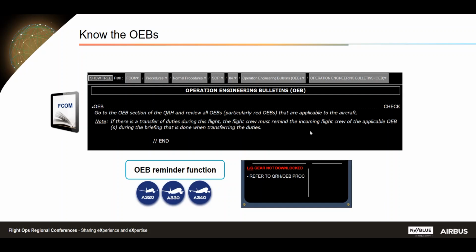It is the task of the flight crew. There is no need to memorize the OEB entry point if an OEB affects the ECAM. If you use it, the procedure part of the ECAM alert is automatically removed. A reference to the OEB procedure is displayed instead. Flight crews must be aware of the OEBs applicable to the aircraft they are flying with. The OEB reminder function can help you.